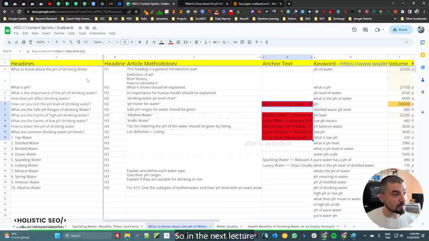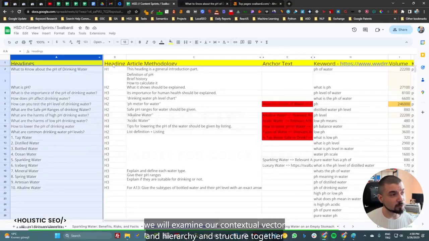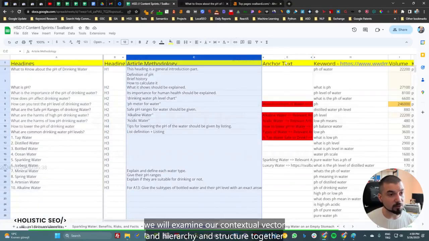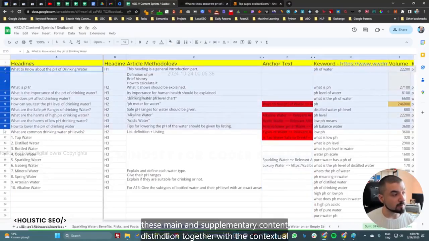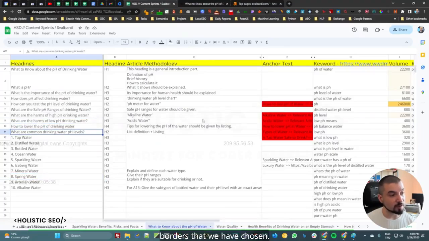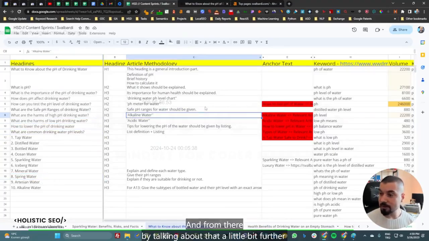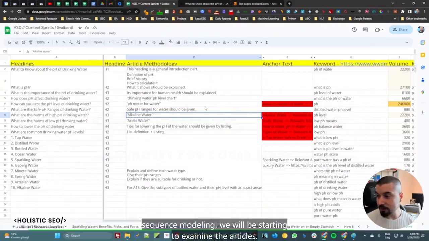So in the next lecture, we will examine our contextual vector, hierarchy, and structure together with our anchor text, and we will again create the main and supplementary content distinction together with the contextual borders that we have chosen. And from there, by talking a little bit further about sequence modeling, we will start to examine the articles. Thank you.